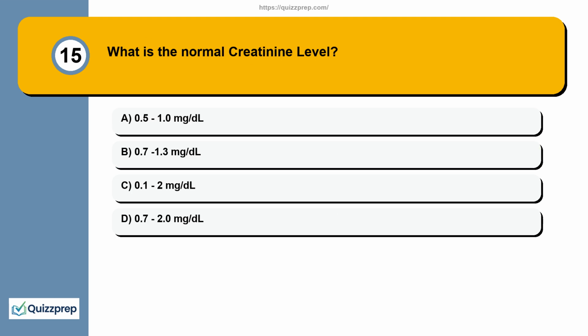Question 15. What is the normal creatinine level? 0.5 to 1.0 mg/dl, 0.7 to 1.3 mg/dl, 0.1 to 2 mg/dl, 0.7 to 2.0 mg/dl.